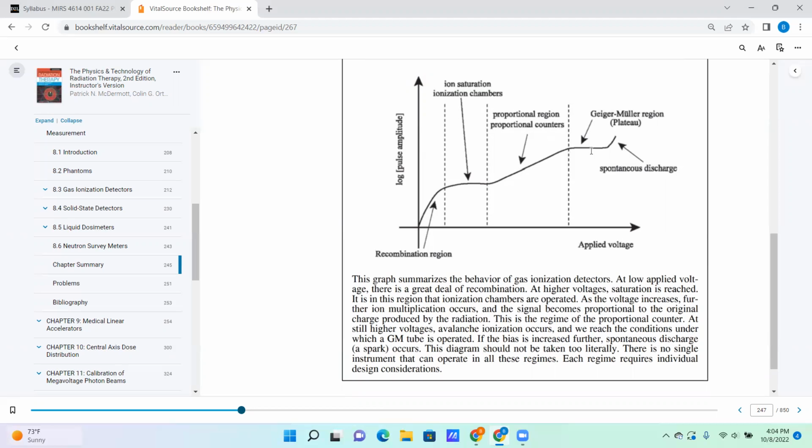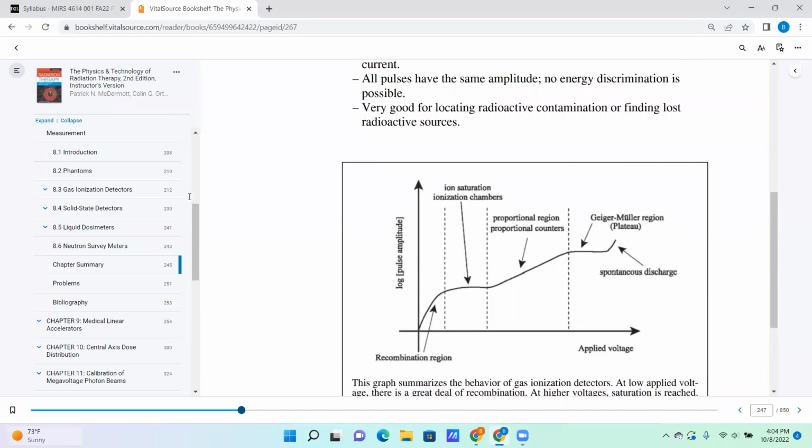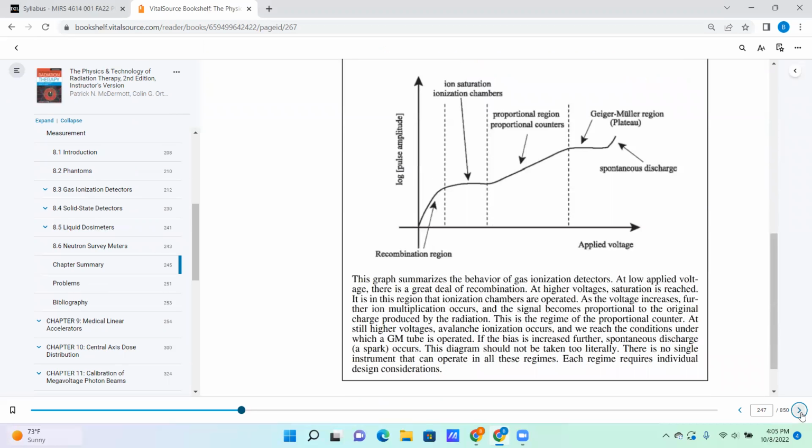This diagram shouldn't be taken too literally. There's no single instrument that can operate in all of these regimes. Each regime requires individual design characterizations. So in other words, this is the kind of thing that you see going on whenever the voltage is applied and you have certain things that go on with ions, and you need a device for the specific area for the specific purpose you're looking for.